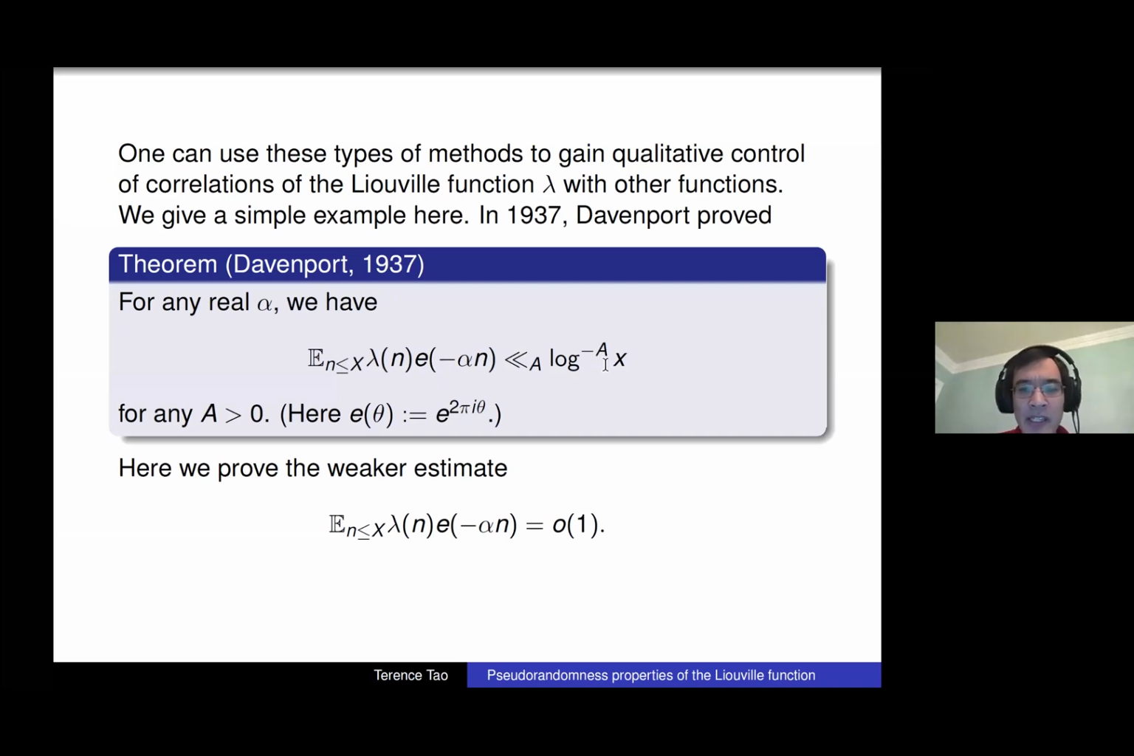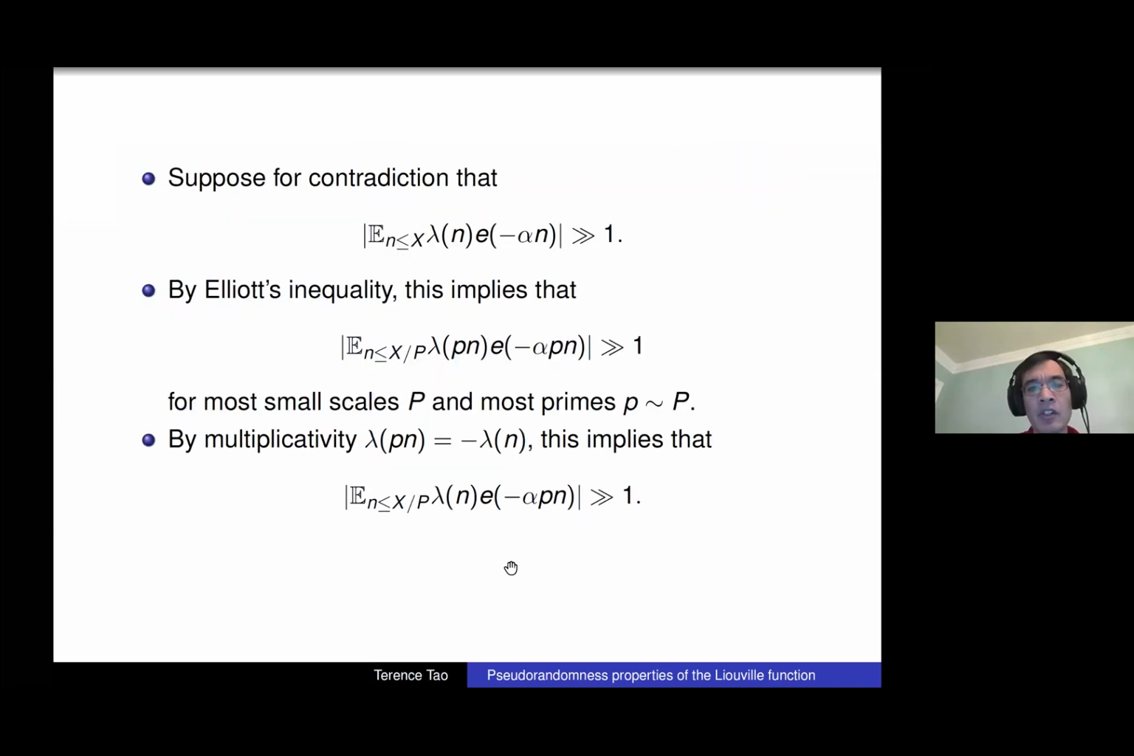Now we won't prove that here, but again we will prove a weaker estimate, which is still interesting. We will just prove that these averages actually decay, that they go to zero, but not as fast as a power of log x. The argument I give will only give a log x type decay. But again, you can just use Elliott's inequality to conclude.